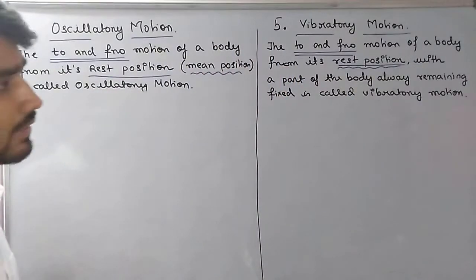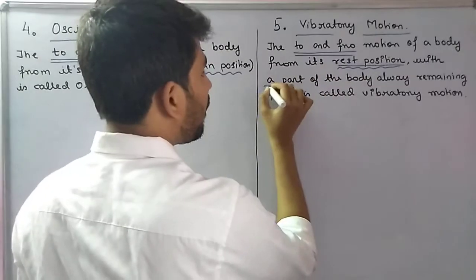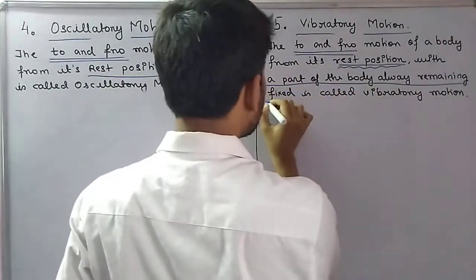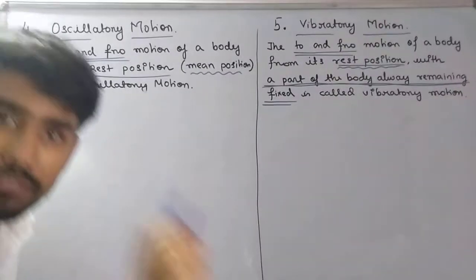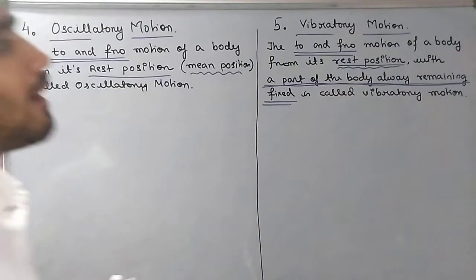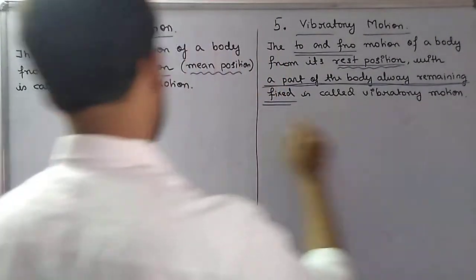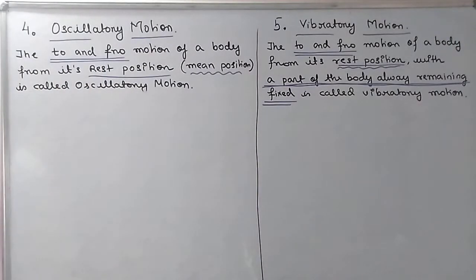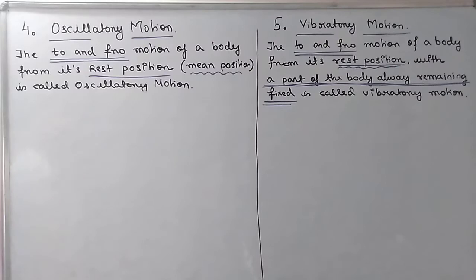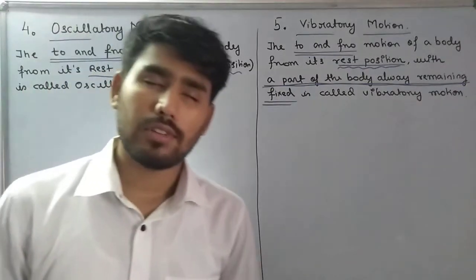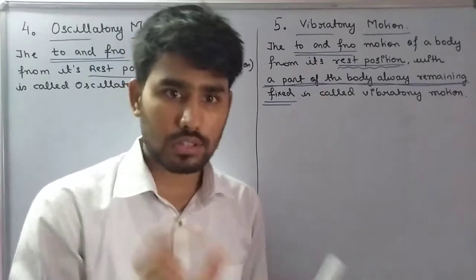Now the only difference is over here, with a part of the body always remaining fixed, is called vibratory motion. Now I'll just try to give you an example. Please note it properly. We'll just discuss oscillatory motion first. I hope you have all seen, in Hindi what we call jhula. Swing. You all have seen a swing.